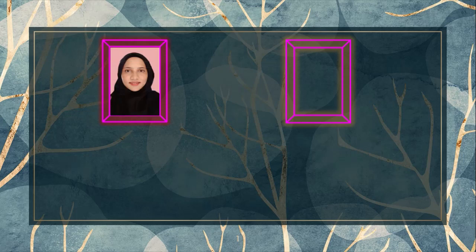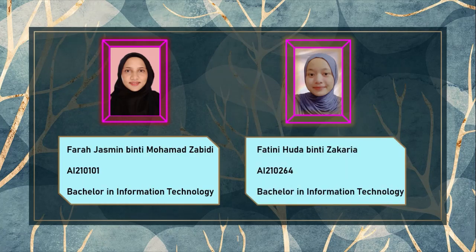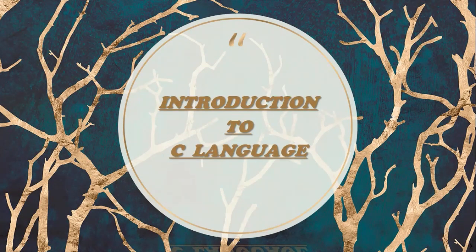So, I will introduce myself and my partner before we start our presentation. My name is Farah Jasmine binti Muhammad Zabidi and my partner is Fatini Huda binti Zakaria. We are both studying Information Technology. So, our topic is Introduction to C language.